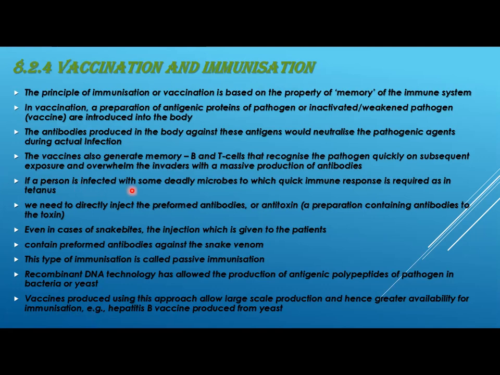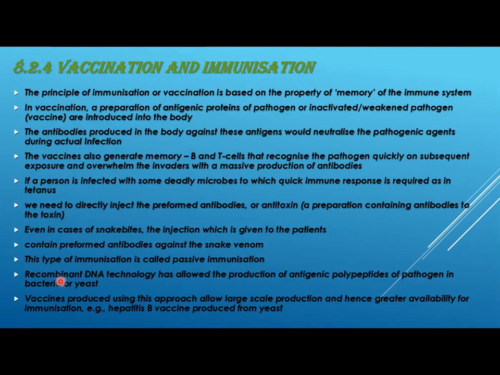If a person is infected with some deadly microbes to which quick immune response is required, as in tetanus, we need to directly inject the preformed antibodies or antitoxin. A preparation containing antitoxin means a preparation containing antibodies to the toxin. Even in cases of snake bites, the injection which is given to the patient contains preformed antibodies against the snake venom. This type of immunization is called passive immunization.